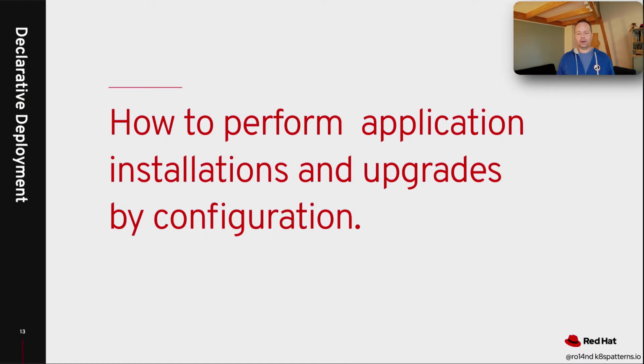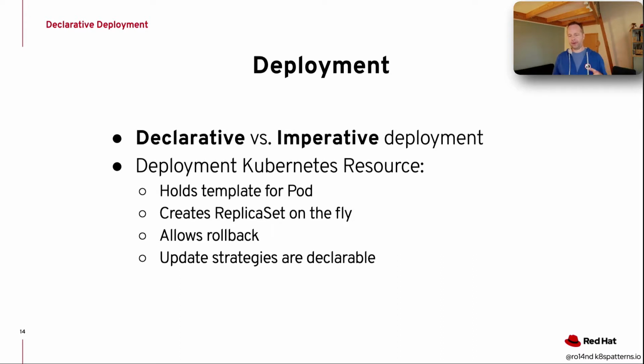Declarative deployment is all about, the problem statement is here, and the question is how to perform application installations and also upgrades by configuration only, by declaring your strategy. We have a core entity in Kubernetes which is called the deployment, and this is really all about declarative versus imperative deployments. Before the deployment resource was introduced into Kubernetes, all you could do was an imperative deployment with a client application, kubectl, which allows you to do certain things like rolling updates.